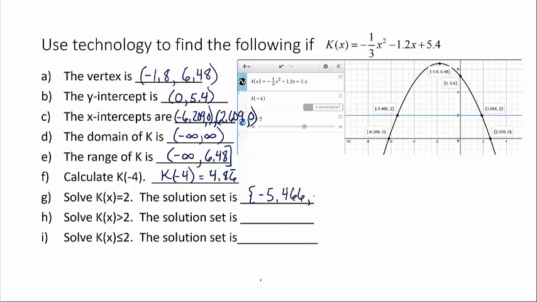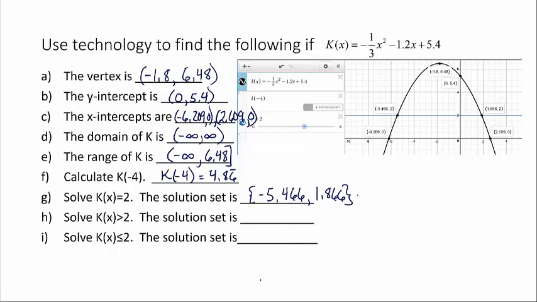-5.466, and what's the other intersection? 1.86. Okay, so you're taking the x values of those intersection points where the parabola intersects the line y equal to 2. Okay, then it says solve k of x greater than 2.